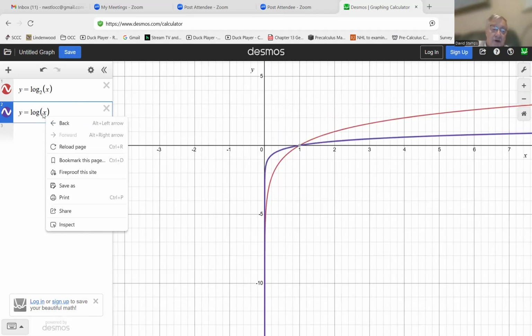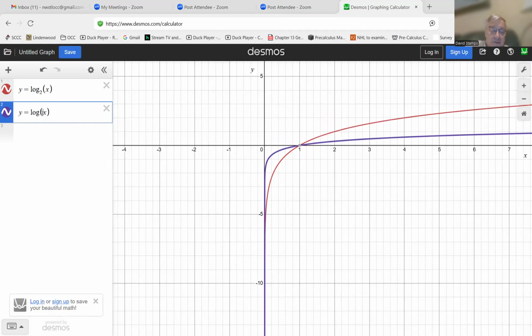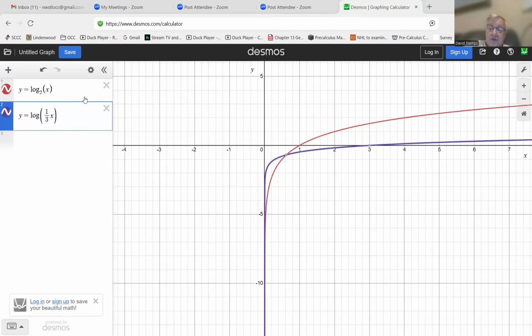So let me put a 1/3 maybe in there. So this point, which is at 1, 0, is now at 3, 0. The x is 3 times what it was.